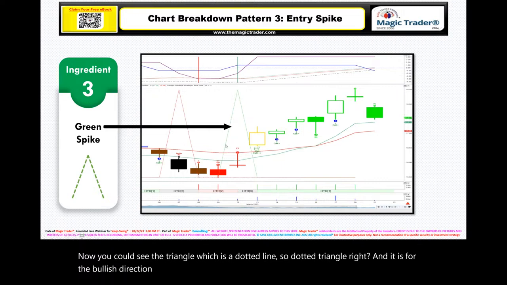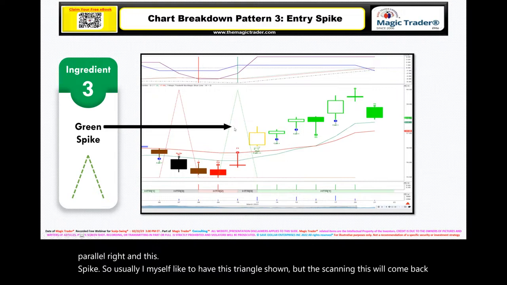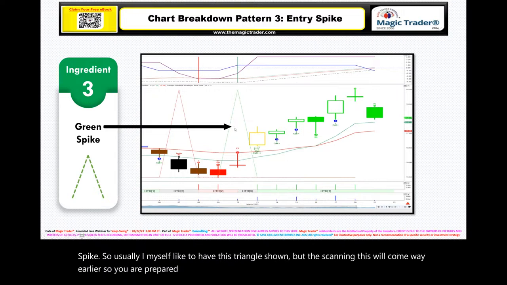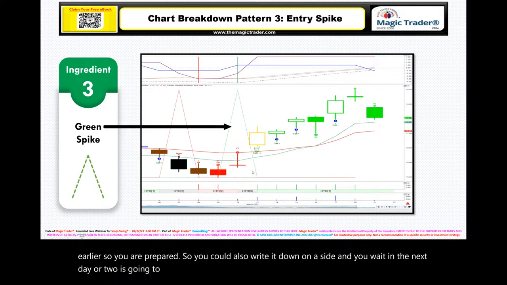So this is the bullish entry. So bullish direction is confirmed. Lines are parallel, right? And this spike. Usually I myself like to have this triangle shown, but the scanning will come way earlier, so you are prepared. You could also write it down on the side and wait, and the next day or two it is going to create a triangle.